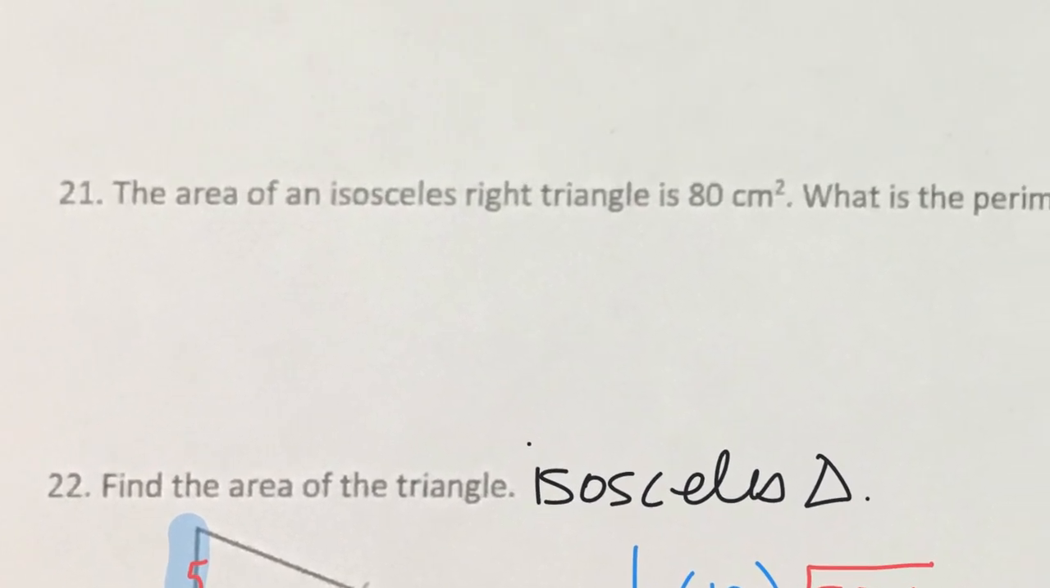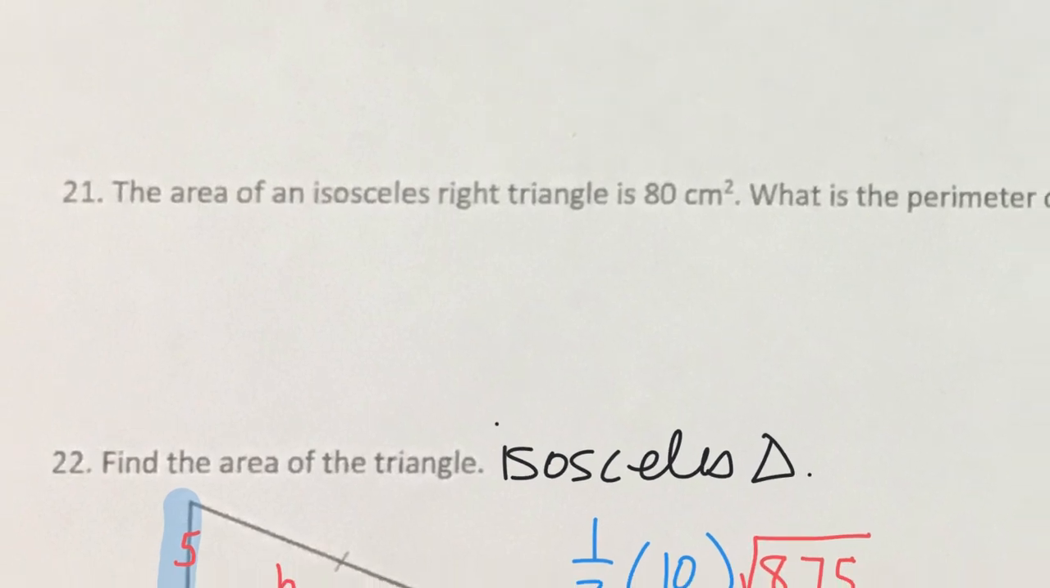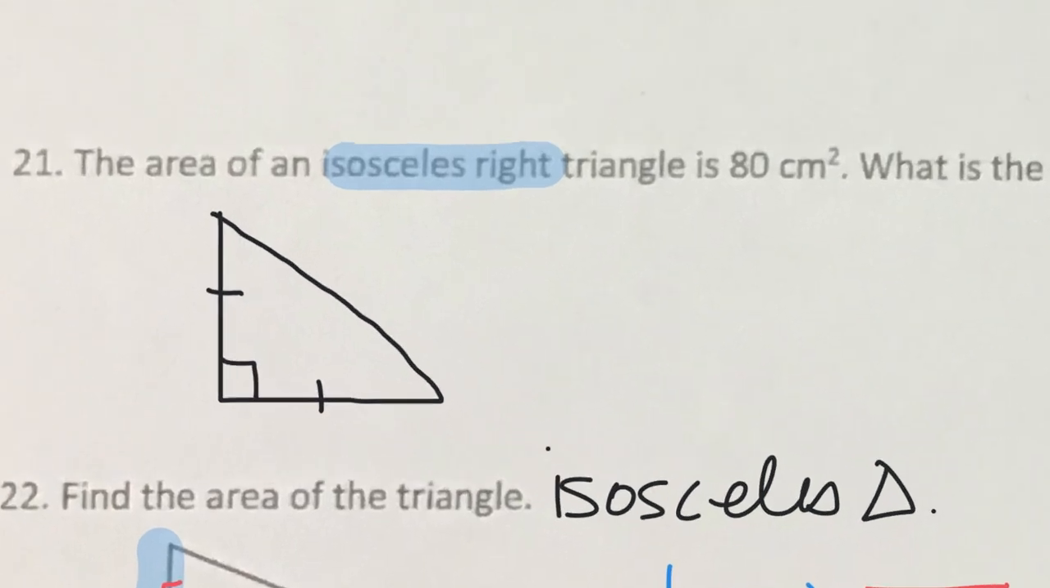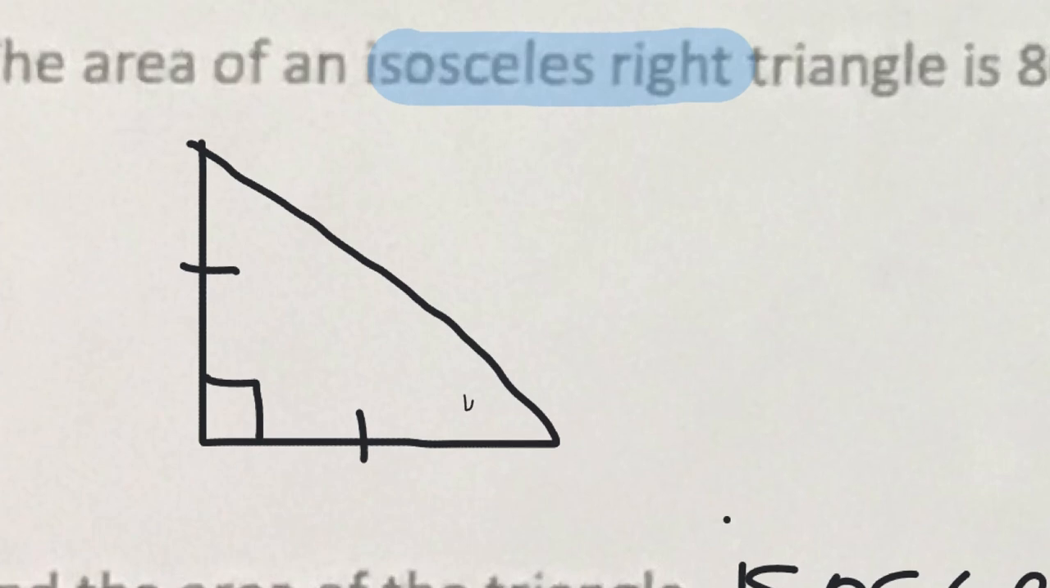The area of an isosceles right triangle is 80. Okay, so now we know that not only is it an isosceles triangle, but it's an isosceles right triangle. So this is a special drawing that you need to make sure you do for every isosceles right triangle. This is your isosceles right triangle picture. We draw it like that. So that is your 45, 45, 90 triangle, right? An isosceles right triangle is a special right triangle, where both your base and your height are what value?